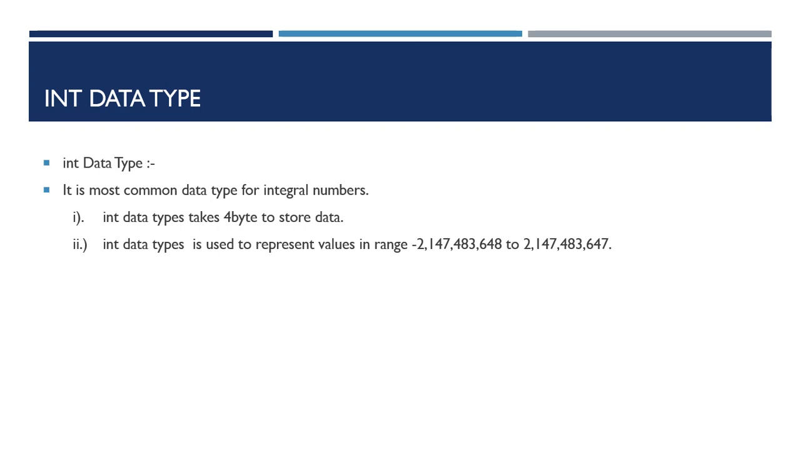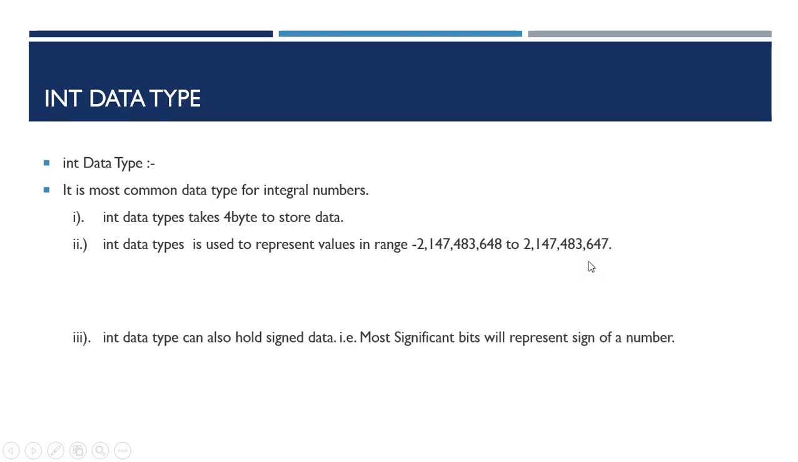The range of the integer type: the minimum value is negative 2147483648. The maximum value that integer can represent is 2147483647. This is the maximum number that my integer data type can represent. So you can see this is the valid range for the integer data type. If I assign any value that lies in this range, my compiler will accept it normally. So this is the range of my integer type.